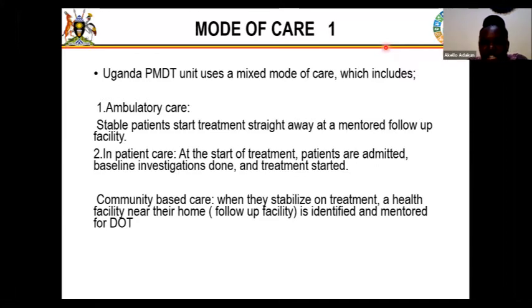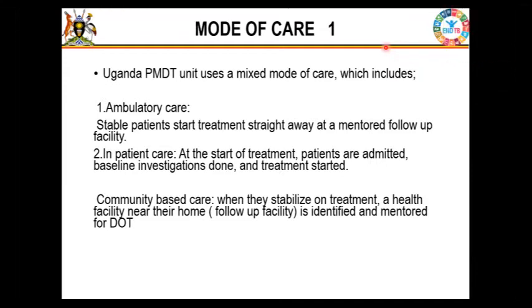Previously, we had the injection-based regimen, and they were daily injections, but now with the oral therapy, it is easier to administer these medications. Then for patients who are ill, they are admitted for about 1 or 2 months. Before they are discharged, they identify a facility near their home where we send an advance party to do mentorship, so that by the time they are discharged, they can have their therapy at home, in the community, at a facility near their home where they can go every day for DOT.